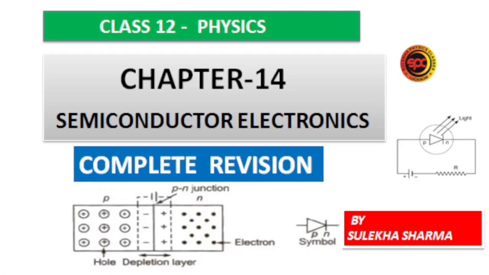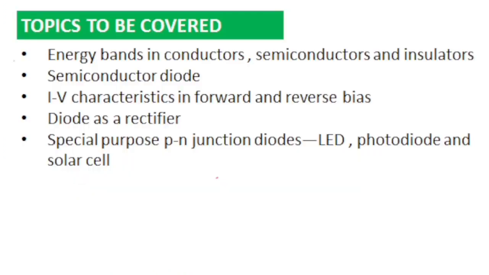Today with this video I will try to cover all important points and formulas of chapter 14, that is semiconductor electronics. In this chapter different topics to be covered are: first, energy bands in conductors, semiconductors and insulators, then semiconductor diode, or you can say PN junction diode, after that IV characteristics and forward and reverse bias, then diode as a rectifier, at last special purpose PN junction diodes like LED, photodiode and solar cell.